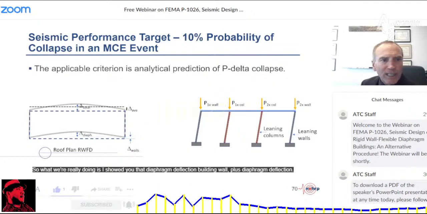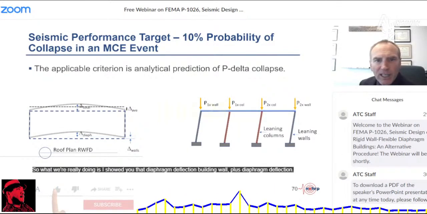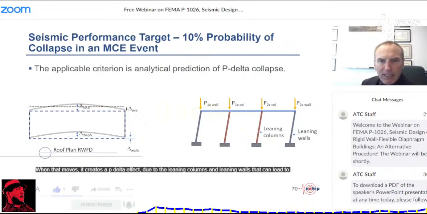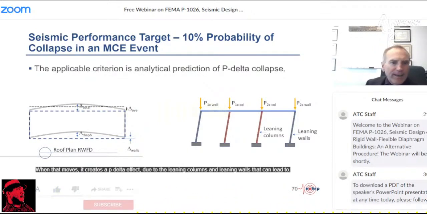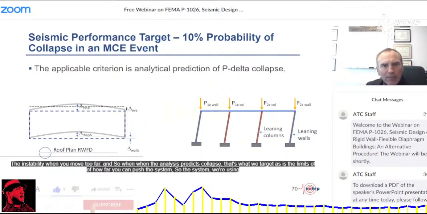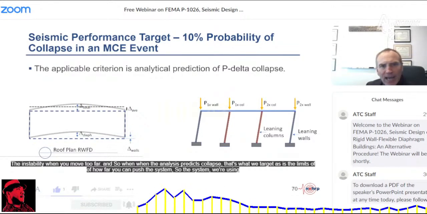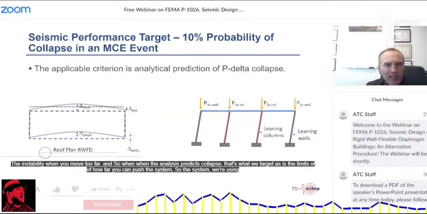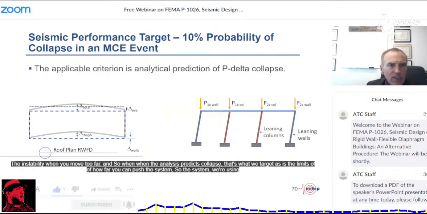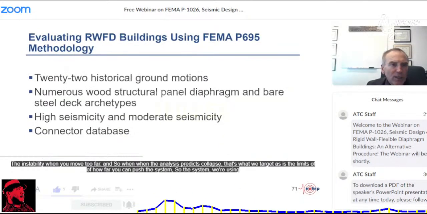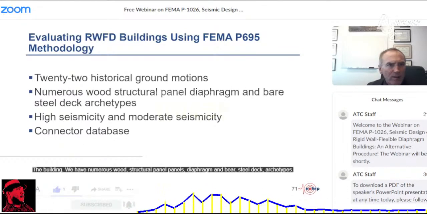So what we're really doing is, I showed you the diaphragm deflection, building wall plus diaphragm deflection. When that moves, it creates a P-delta effect due to the leaning columns and leaning walls. That can lead to an instability when you move too far. So when the analysis predicts collapse, that's what we target as the limits of how far you can push the system. We're using 22 historic ground motions, and we amplify them until we fail the building.